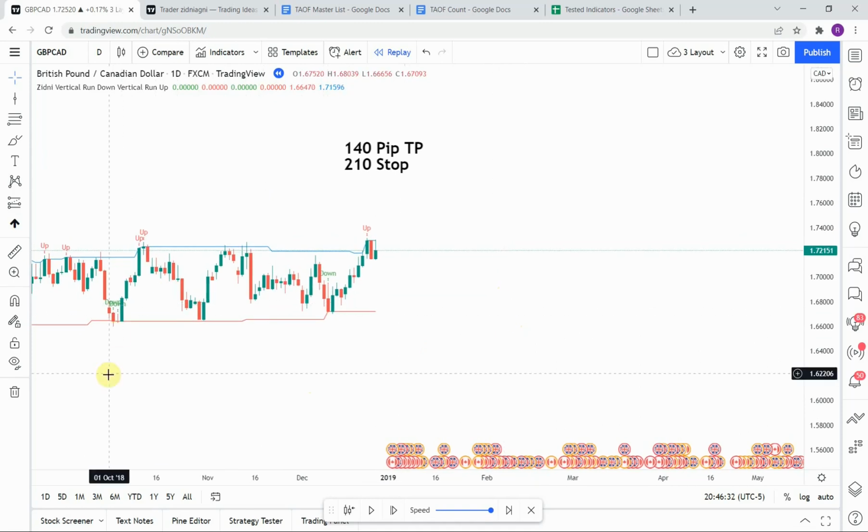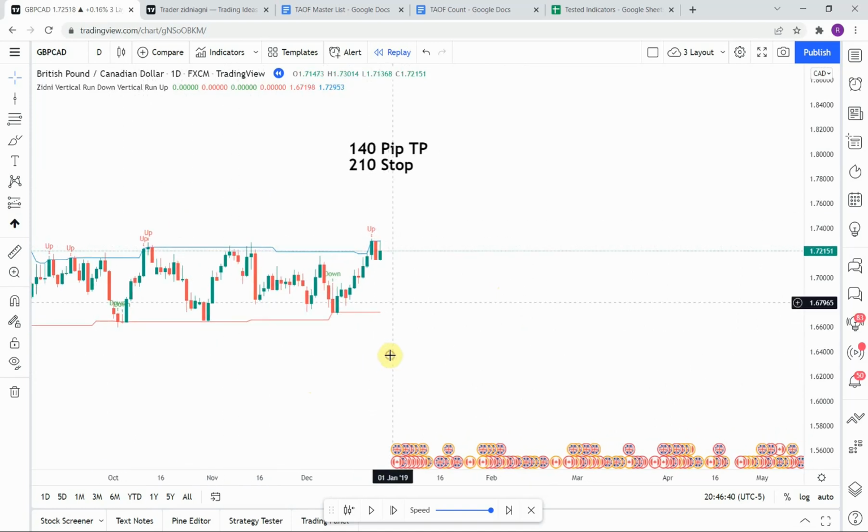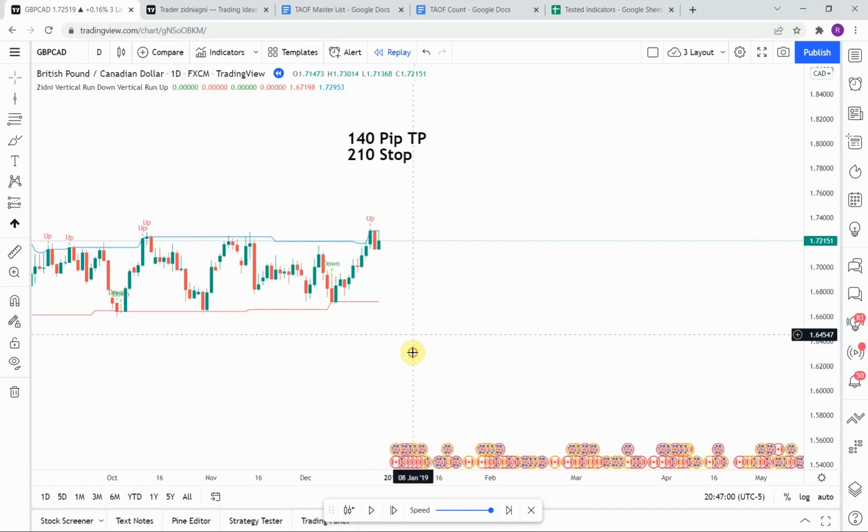Just like on the last one where it was showing an uptrend and a downtrend, in this case it shows just up and down labels listed here on the screen. What we're looking for is basically when we get an up, then we are going to go long. When we get a down, then we are going to go short. That's kind of what we're looking for.